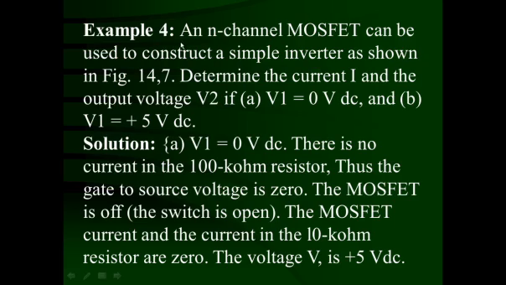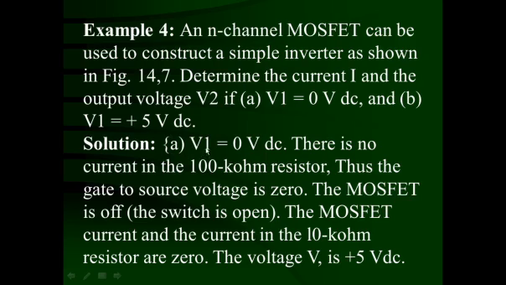Example number 4. An N-channel MOSFET can be used to construct a simple inverter as shown in figure 14.7. Determine the current I and output voltage V2 if A, V1 is equal to 0 volt DC, and B, if V1 is equal to plus 5 volt DC.